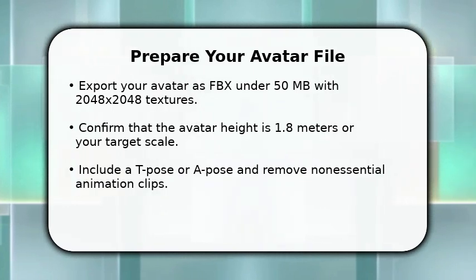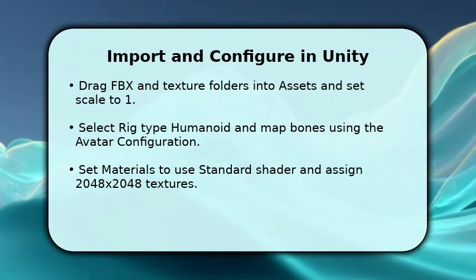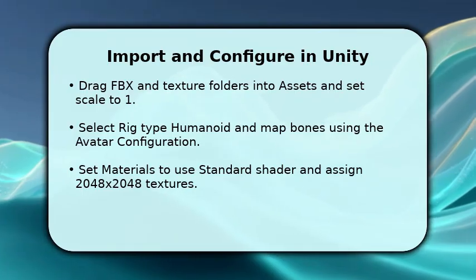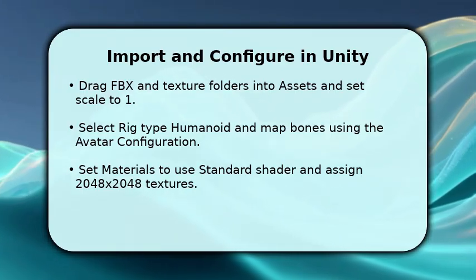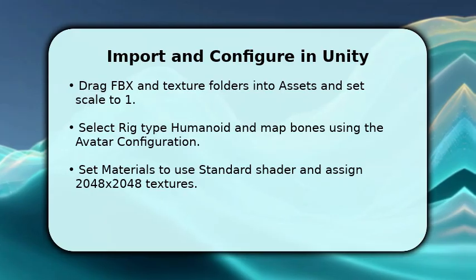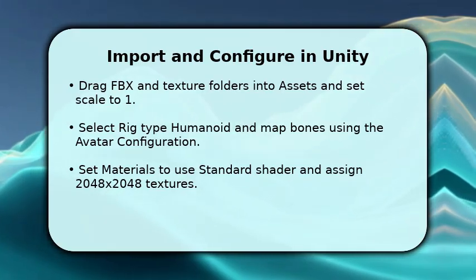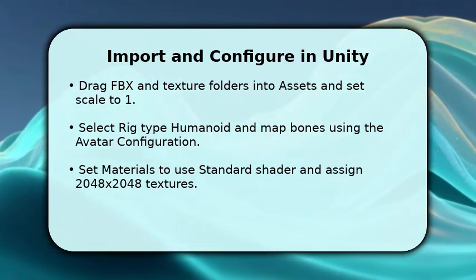Open Unity and drag your FBX plus texture folders into the Assets window. Select the FBX and set model scale to 1 and apply for consistent sizing. Switch to the Rig tab and choose Humanoid, then click Configure to map bones.